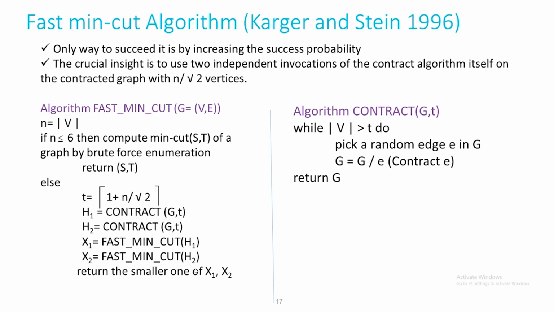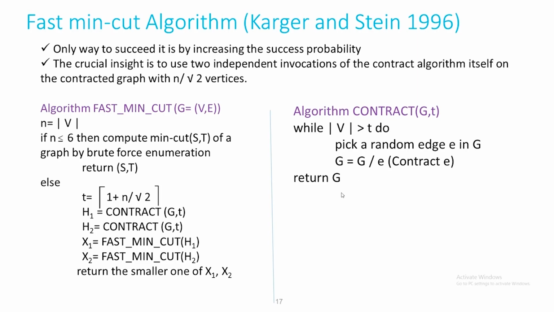So, this is contract(G, T). Now, the contract algorithm in Karger's min-cut, what did we do? We contracted the edges till the number of vertices is 2, correct. Now, we are not going to reach 2, we will stop that iteration before that itself. While the cardinality of the vertex set is greater than T, you pick a random edge and contract that edge. Repeatedly you contract the edges, but we are not going to reach n equal to 2 there.